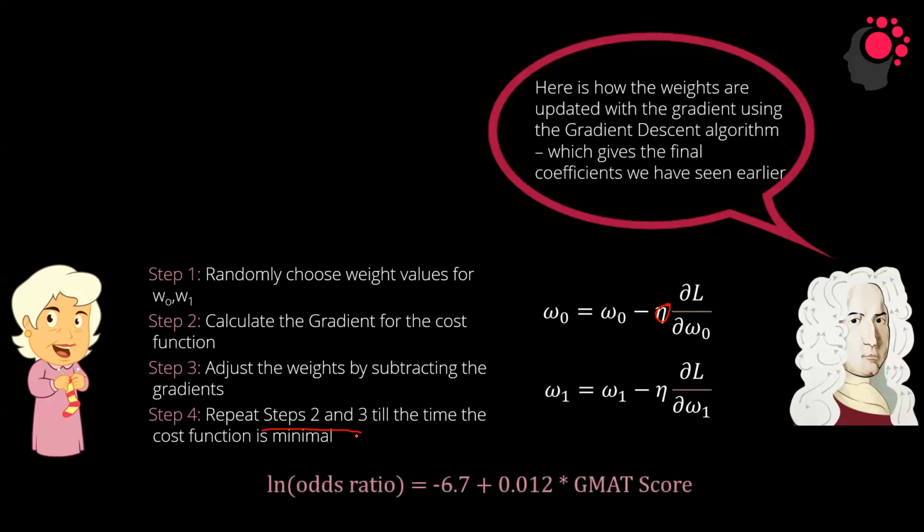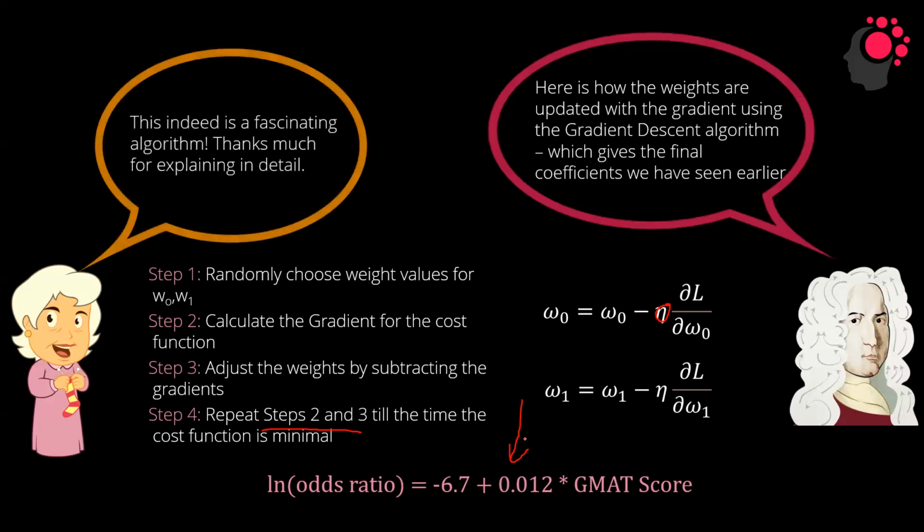Right? And this is how we get the final equation. Natural logarithm of odds ratio equals minus 6.7 plus 0.012 times the GMAT score. This is how all this weight updation ultimately resulted in that final equation. This answers what Agatha was asking at the start of this discussion. And Agatha says this indeed is a fascinating algorithm. Thanks much for explaining this in so much detail.